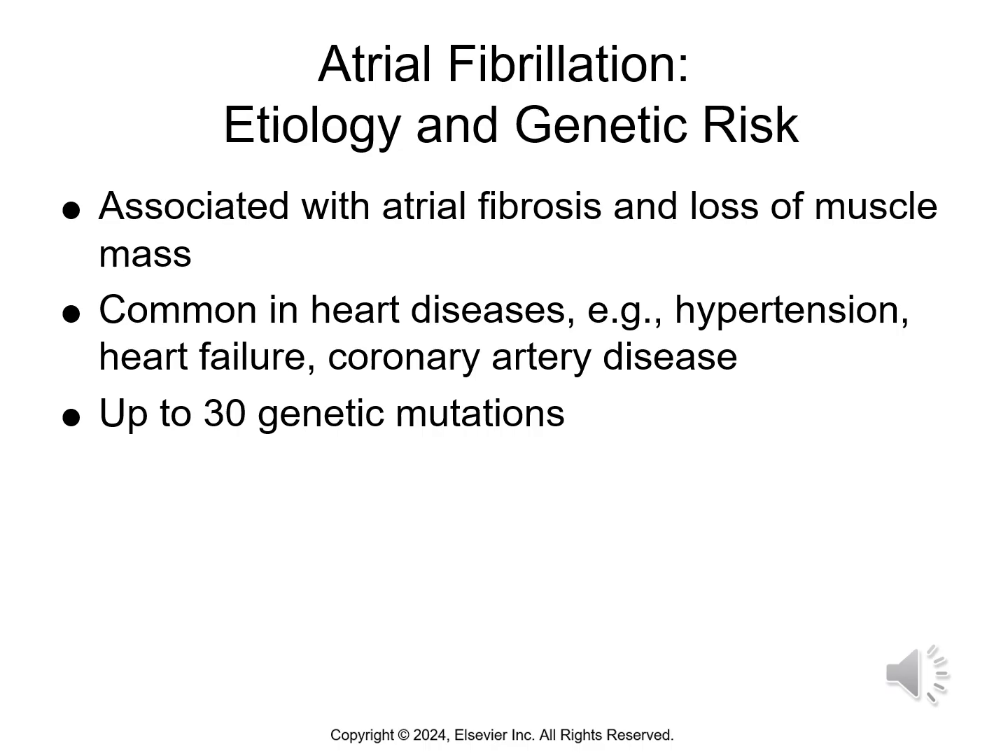Atrial fibrillation is associated with atrial fibrosis and loss of muscle mass. These structural changes are common in heart disease such as hypertension, heart failure, and coronary artery disease. For those without an underlying disorder leading to the development of AFib, genetic mutations have been identified as a potential cause. As atrial fibrillation progresses, cardiac output decreases by as much as 20 to 30%.